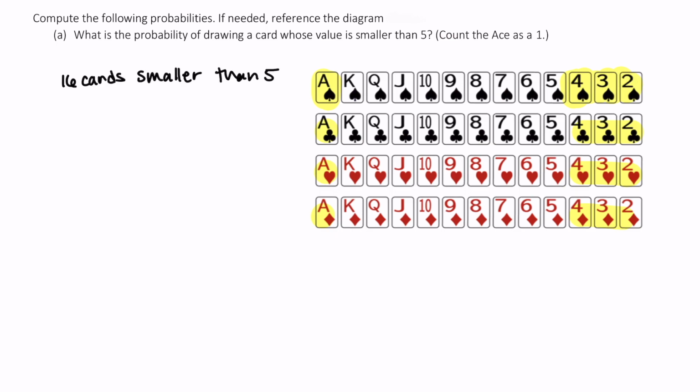Now, before we continue, let's go ahead and name this probability. Let's name the event of drawing a card whose value is smaller than 5; let's call that A. We want the probability of A. And as I said, there's 16 total cards smaller than 5 and 52 cards total. This yields 4 over 13. And as a decimal, we get 0.3077.